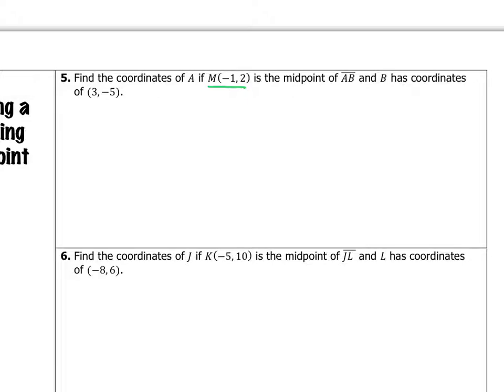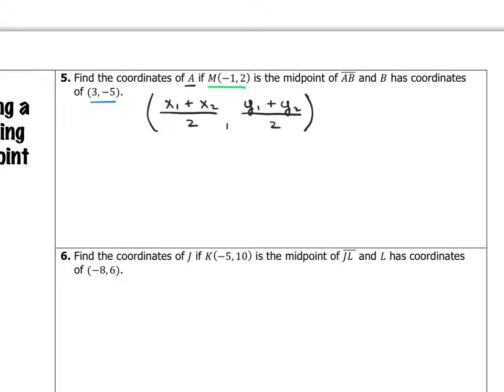And they give me the coordinates of one of the endpoints. They say that B is at 3, -5. But what I'm supposed to find is the coordinates of my other endpoint, which is A. So this problem is a little bit different than 3 and 4, even though we're still using the midpoint formula. So I'm going to start with my midpoint formula again: midpoint is x sub 1 plus x sub 2 all over 2, and y sub 1 plus y sub 2 all over 2.